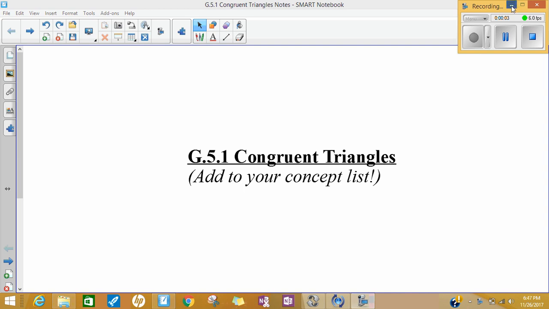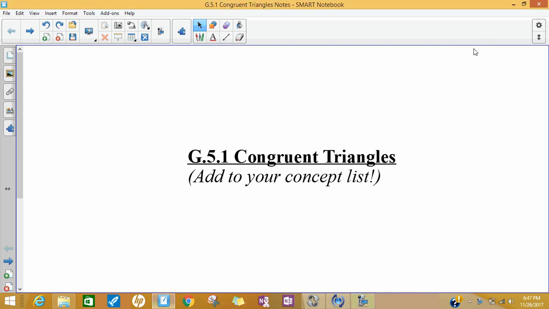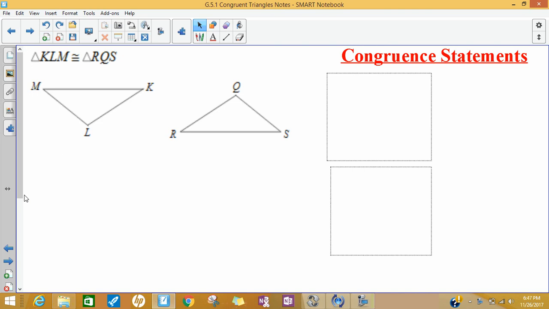Hey y'all, today we're going to start a really important topic, and it is about triangles that are congruent. So in order for two triangles to be congruent, that means they're the exact same size and the exact same shape. Of course, they're triangles, so they're the same shape, but they're also the same size. That means that each angle in one triangle is congruent to a corresponding angle in the other triangle, and each side in one triangle is congruent to a corresponding side in another triangle.